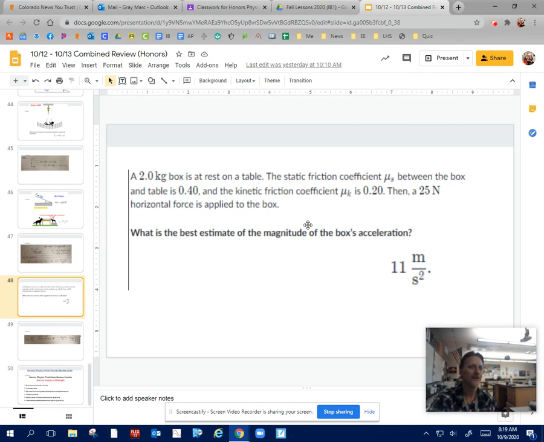This question was asking you to recognize the difference between static and kinetic coefficient of friction. When the box is accelerating, your force is being resisted by kinetic friction. That's because it's actually sliding at this point.